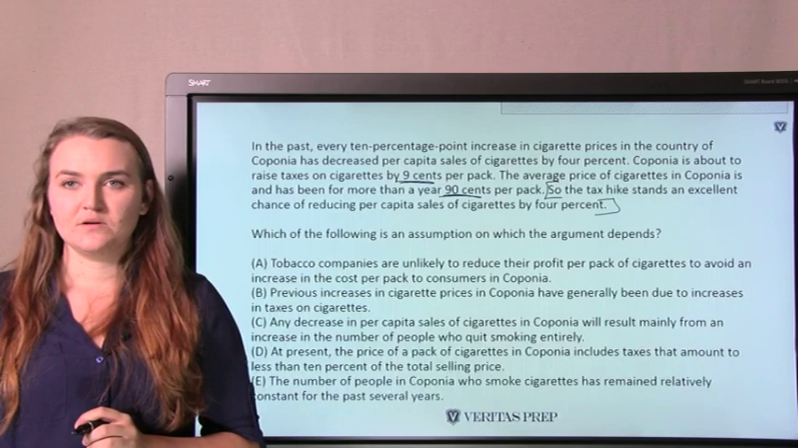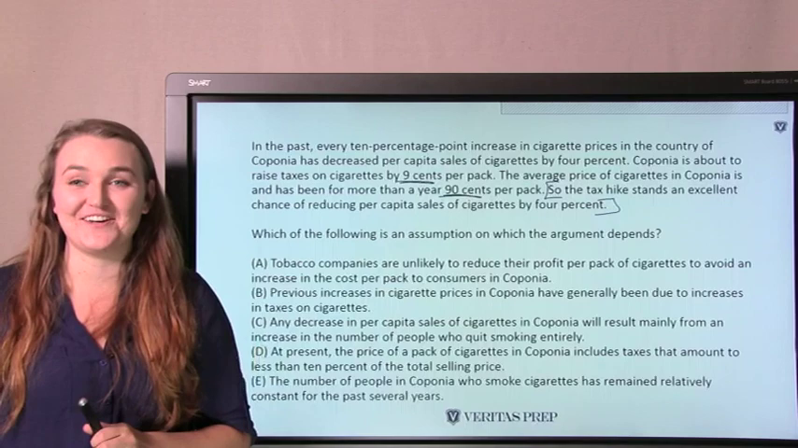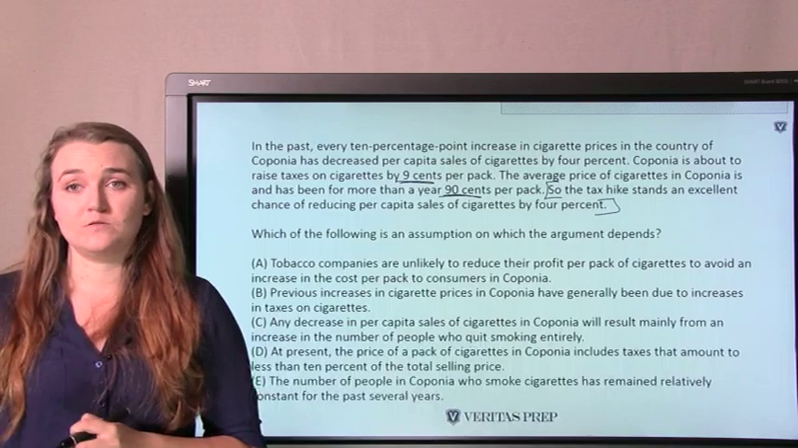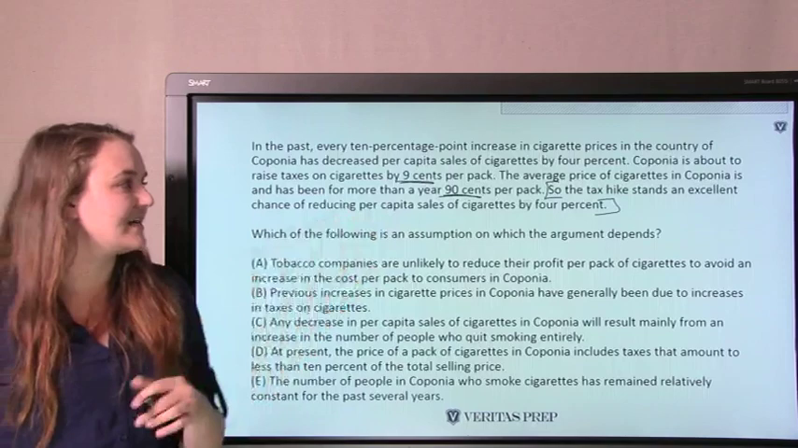Oh, yeah, I love the relation that we have here to other real life examples. That's exactly right. So where's the gap in reasoning? Because it's a very similar gap to the one that we spoke about in the last example. We're saying raise taxes by 9 cents per pack, so the tax hike stands an excellent chance of reducing sales by 4%.